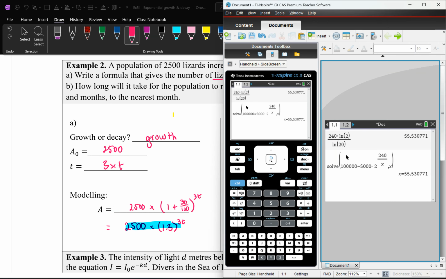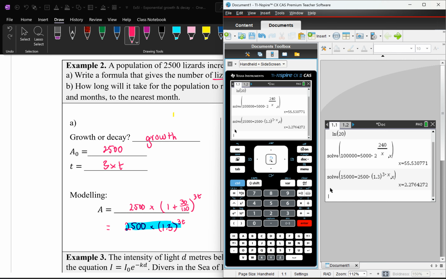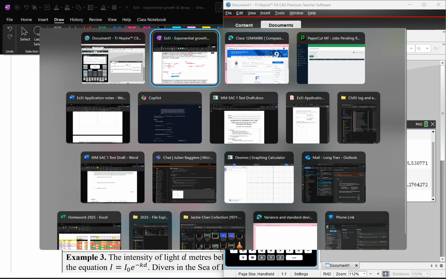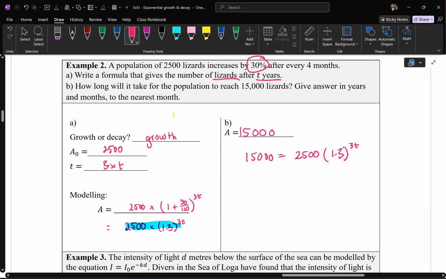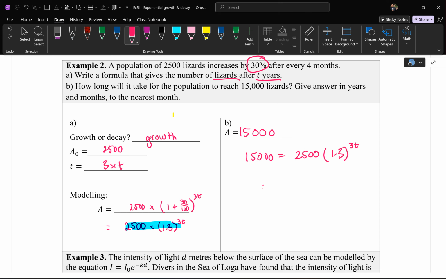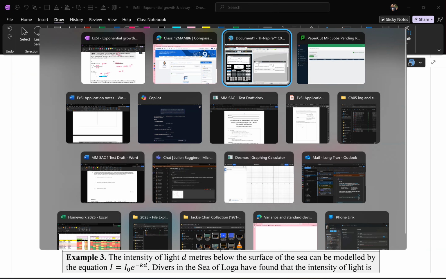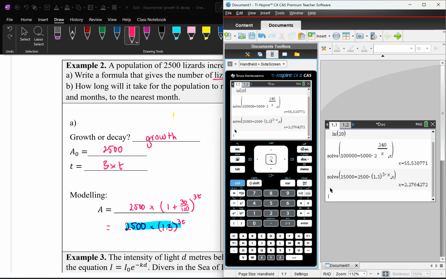Go to your CAS calculator. Let's do menu 3.1, solve. 15,000 is equal to 2,500 times 1.3 to the power of 3 times x. Solve for x. 2.276, but what's the question ask you? They want it to the nearest month, so in years and months. So right now, if I write down the answer, T is currently equal to 2.2764.